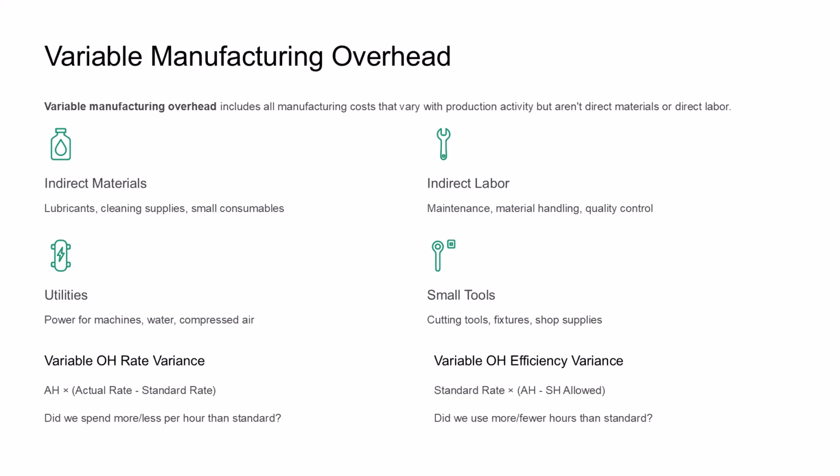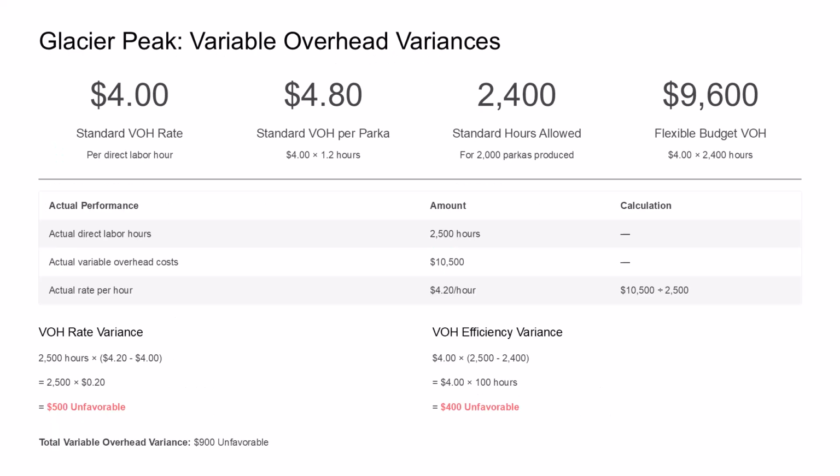That discipline matters. Amazon doesn't just track the cost of products in their warehouses. They track the cost per square foot, the cost per pick, the overhead efficiency at every level. That's how you scale profitably. Now let's calculate some overhead variances and make this concrete.